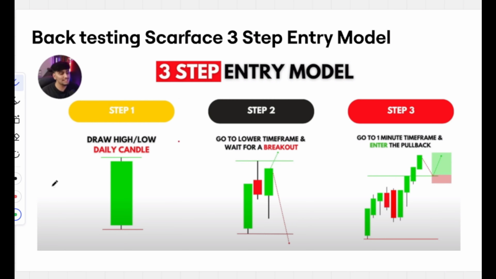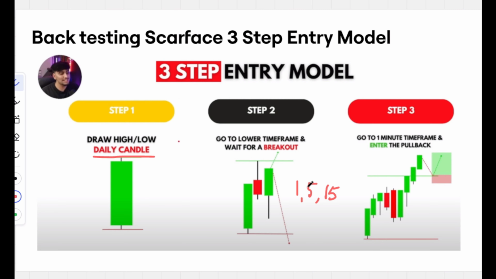It's very straightforward. His 3 steps: first, identify the previous daily range high. You mark out the daily high and the daily low of the previous daily range candle. The second step is to look for some sort of breakout on the lower time frame. In the next day, you will use either 1 minute, as he suggested, 5 minutes, or 15 minutes as a lower time frame to look for a breakout outside of the previous daily high and previous daily low.